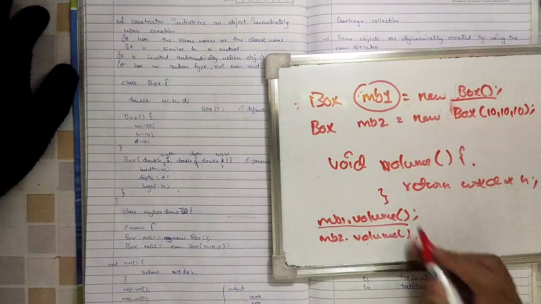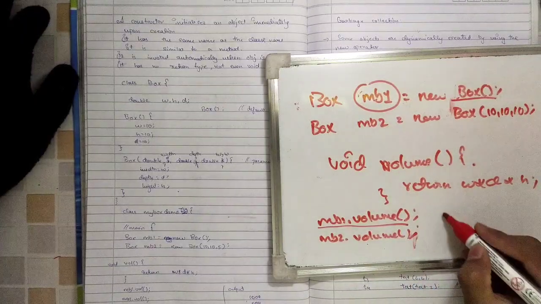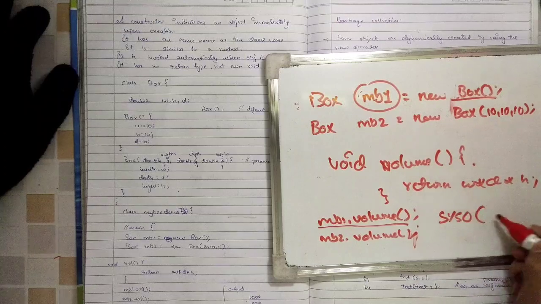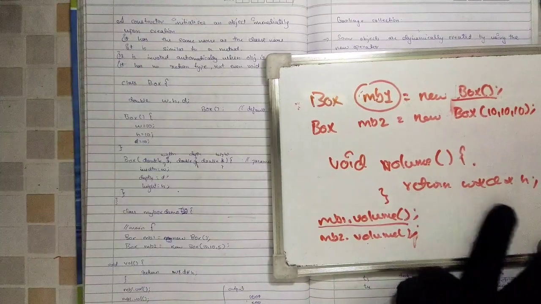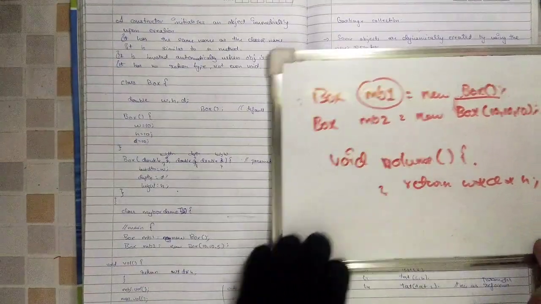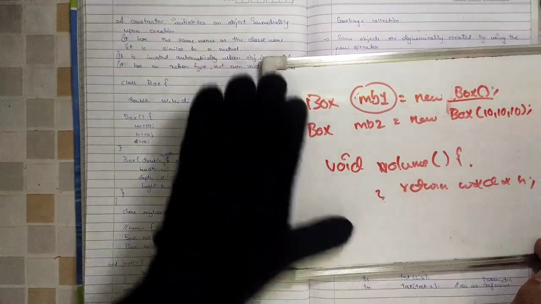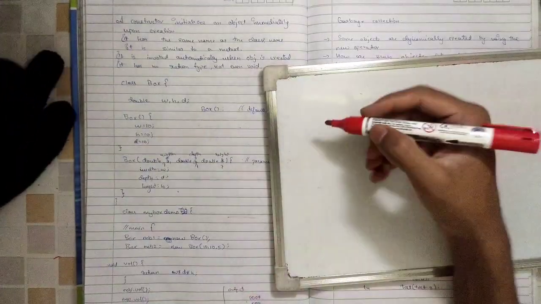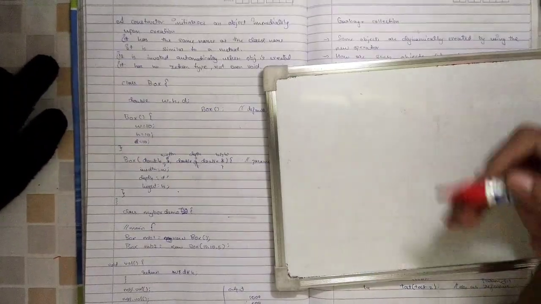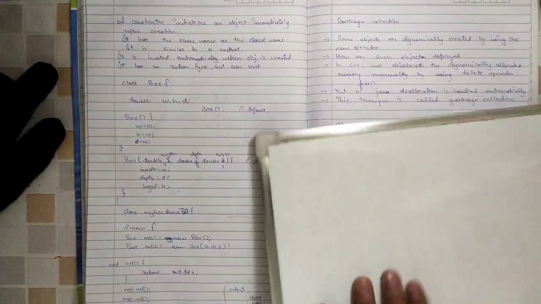I have called the volume function with both objects, so I have to print this with System.out.println like this. You can simply call it, or even if you don't, it will return that value. By using the print statement, you can print it like this. As you can see, the output will be whatever you pass in the bracket. Then let us talk about garbage collection.